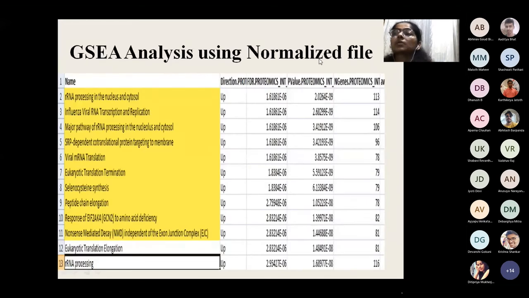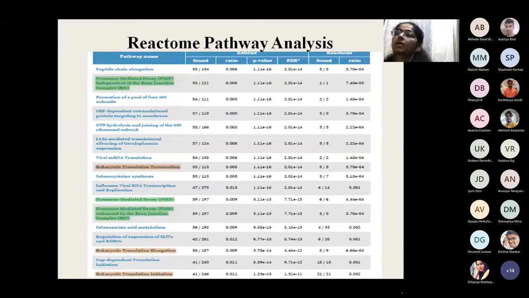Then, using the normalized file from MetaboAnalyst, I did my GSEA analysis in Reactome, and I could observe the top 10 pathways from there. Then, using those significantly upregulated proteins from the volcano plot, I did my Reactome pathway analysis, and I could obtain the following significant pathways.